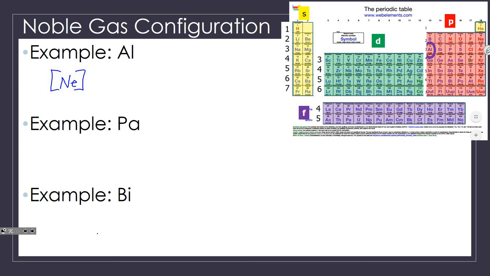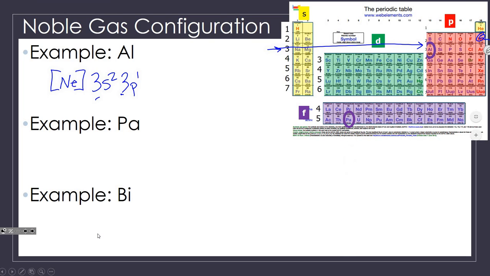Okay, I am at neon. I'm coming down here and I say, what else does it need? At the third level, in the S, it needs 2. In the third level, in the P, it needs 1. Both of these are 3s. I do not have to rearrange it. I'm done. Okay, let's do the next one.